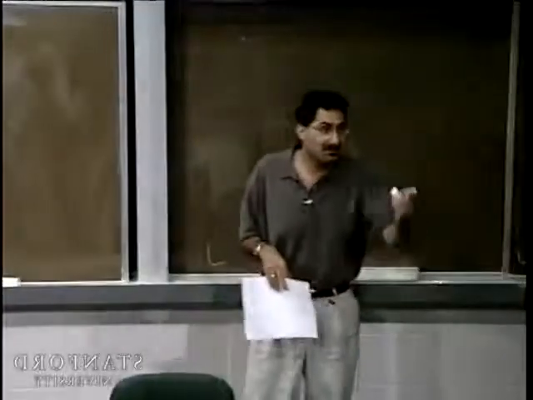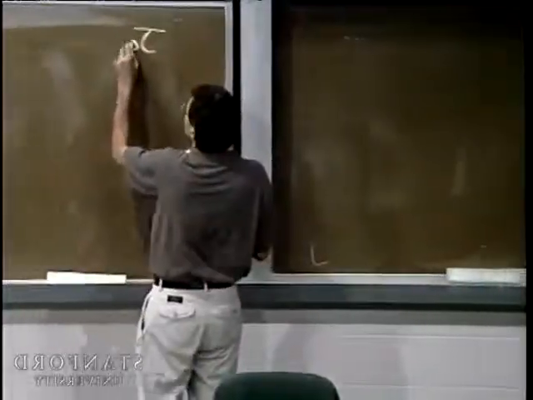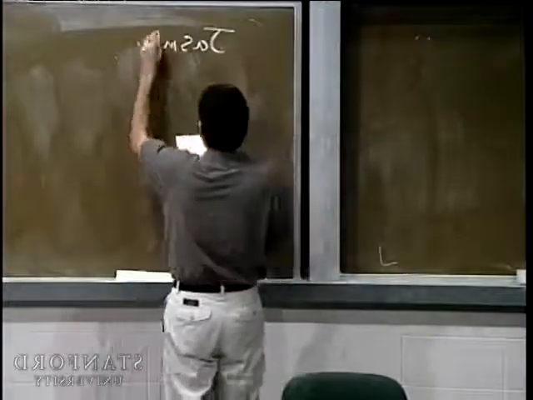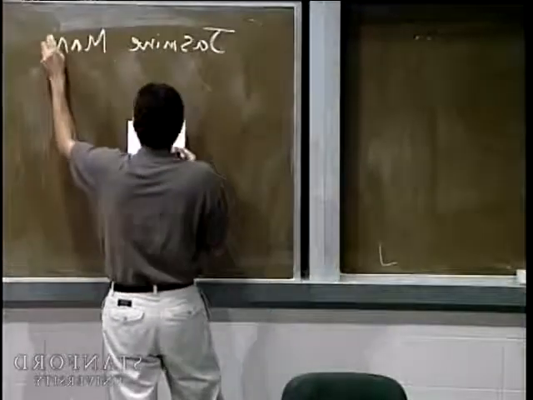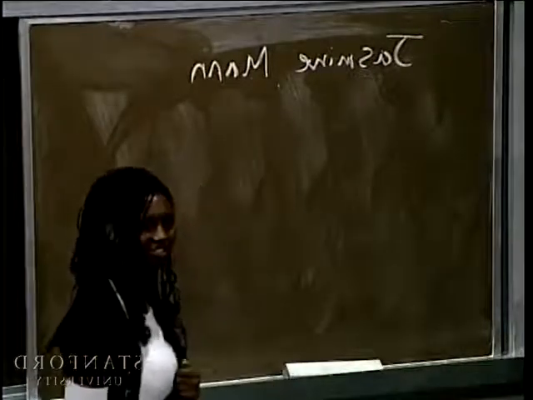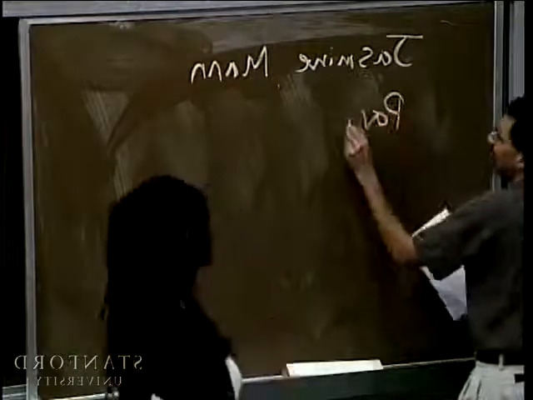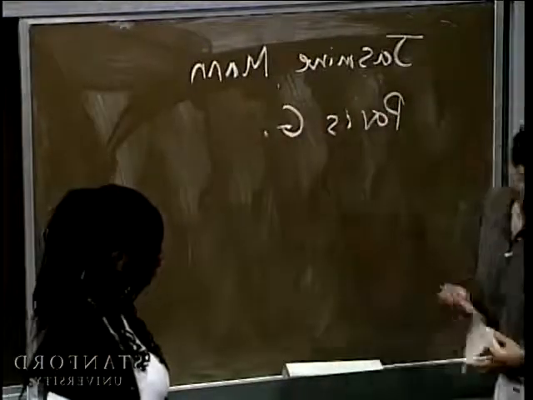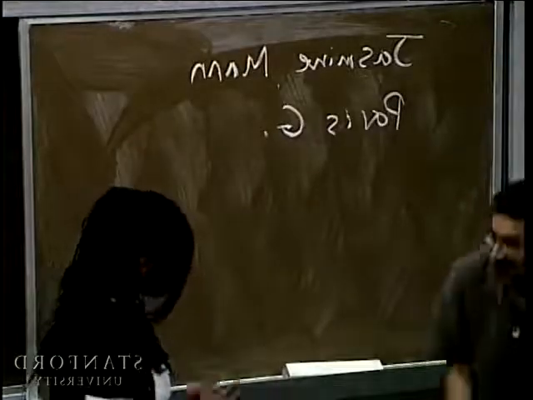Jasmine Mann, you want to come on down? And also Paris George Gudis. Am I pronouncing that right? George Gudis? Are you here? Oh, just too good to come to class. But we'll give it to him anyway. Paris G. So Jasmine, you are also entitled to candy.